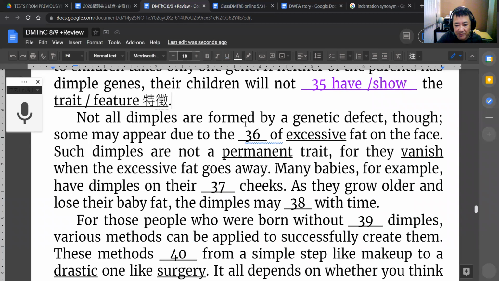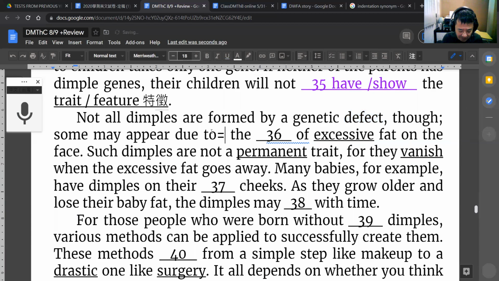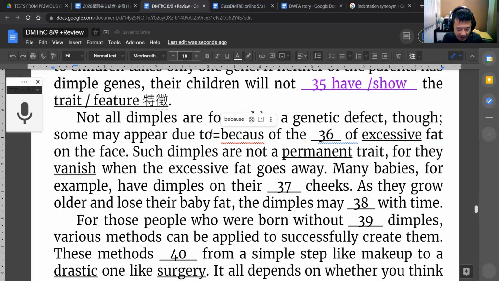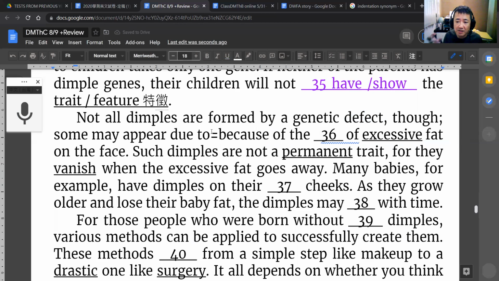Not all dimples are formed by a genetic defect. Here's the word defect, right? Yes, mistake. Though some may appear due to the blank of excessive fat on the face. So not all dimples are because of genetic inheritance, right? You don't get it from your parents. Some appear because of, remember, due to just means because of. Okay? Some appear because of, due to the 存在 of fat on the face.